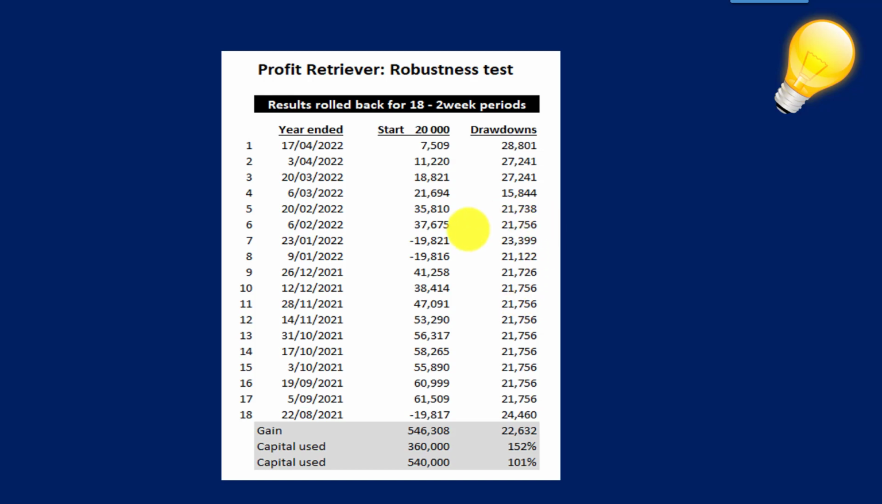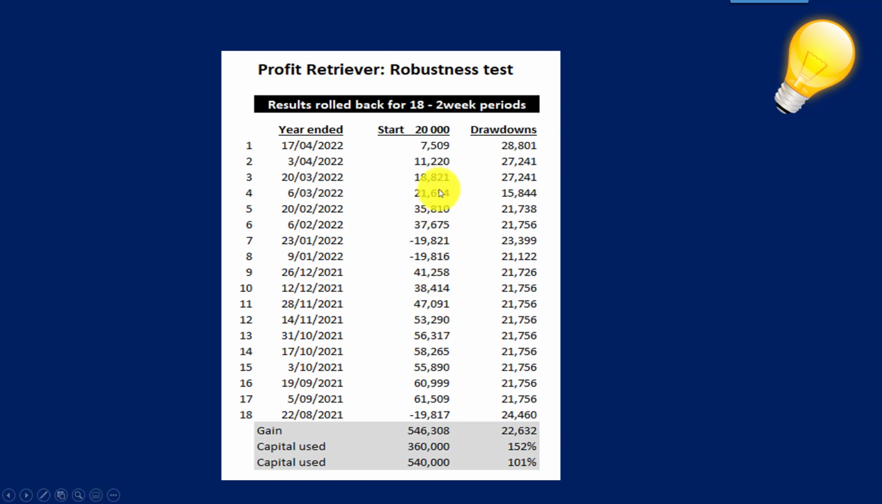So there was a really bad period here where there were 10 weeks of bad exposure to a maximum drawdown. And you can see some of the drawdowns were 28,000 and some were 15,000, but the average was 22,000. So how can we use this information to determine the account size that's required?